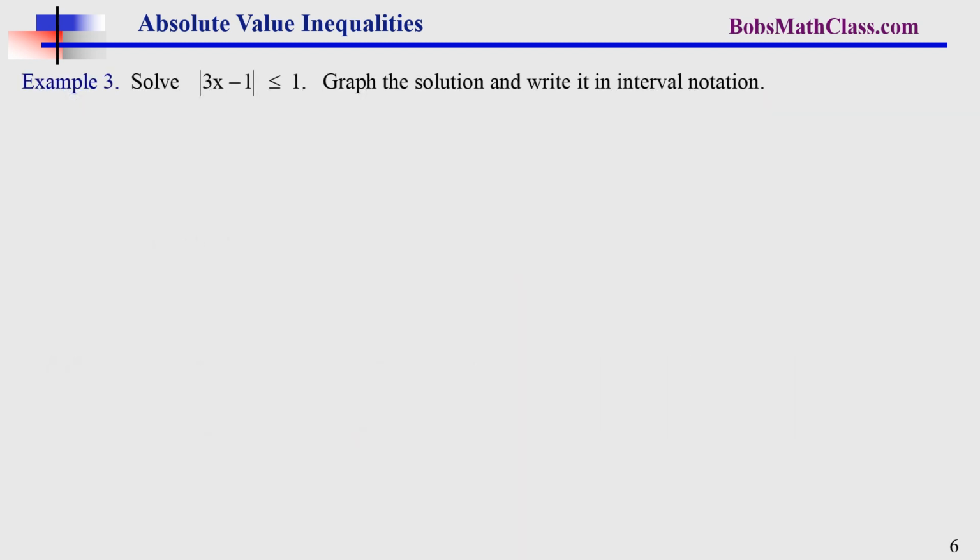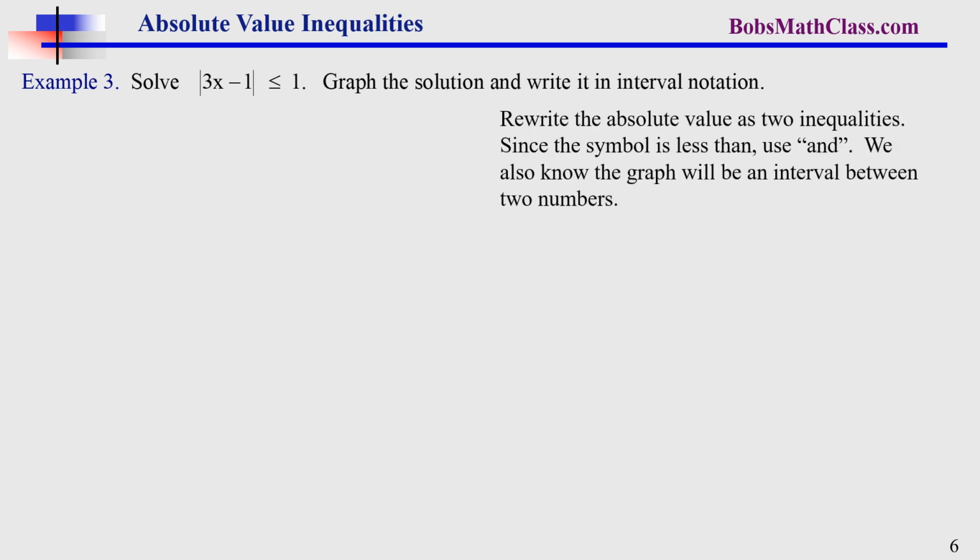Here's our next example. Oh good, this one has an equals. The first two examples, they did not have equals. The absolute value of 3x minus 1 less than or equal to 1. Same directions. We're going to graph it and write it in interval notation. So, two inequalities. The first one, no changes. The second one, two changes. And again, it's a less than.